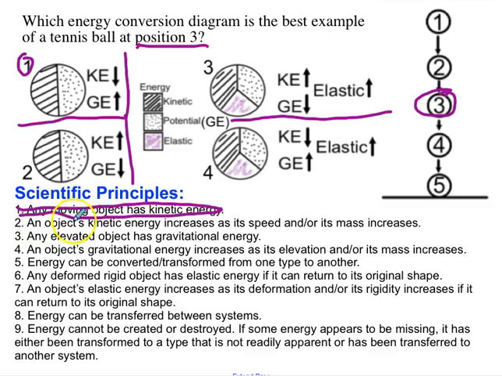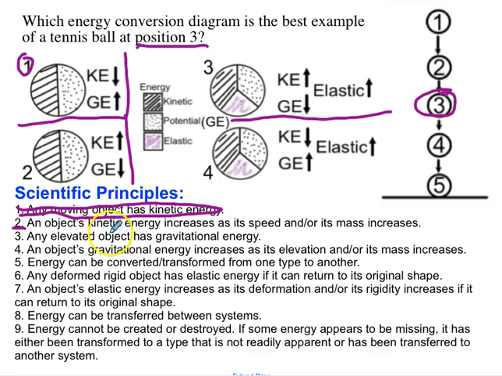How about number 2? An object's kinetic energy increases as its speed and or its mass increases. Now, you might be saying, well, that's not very useful. They all have KE going up or down. However, some of the KEs are going down, some of the KEs are going up. So this is actually pretty useful to use.